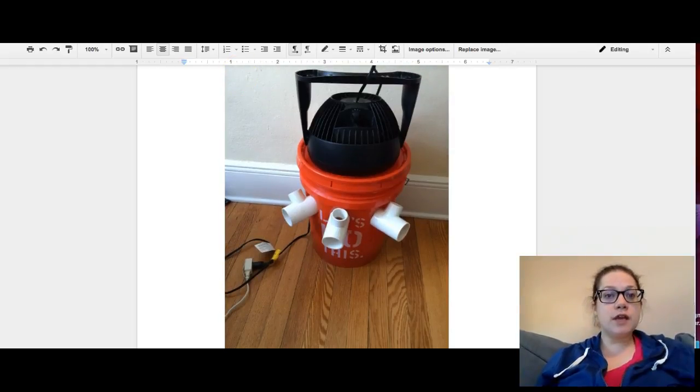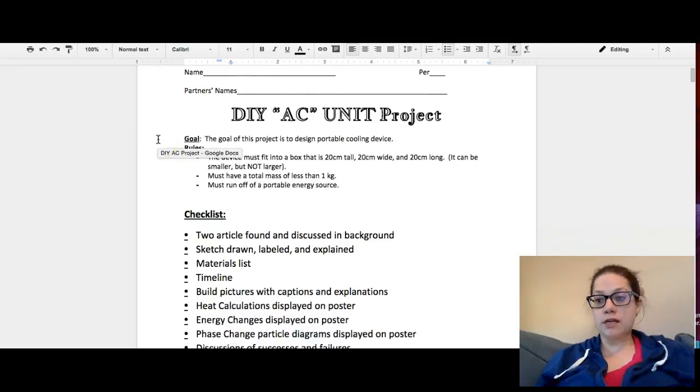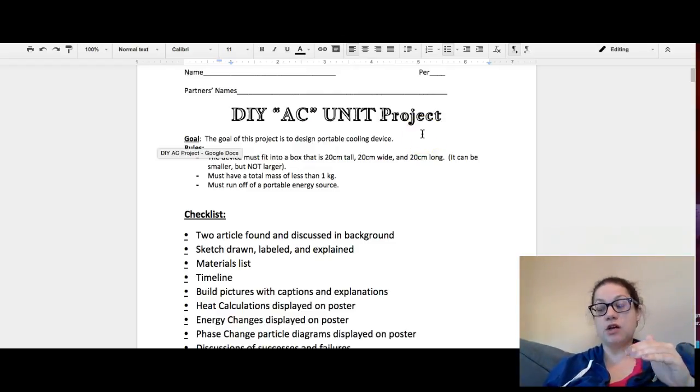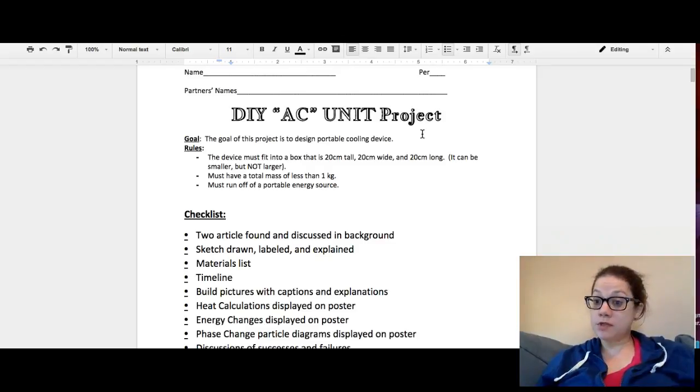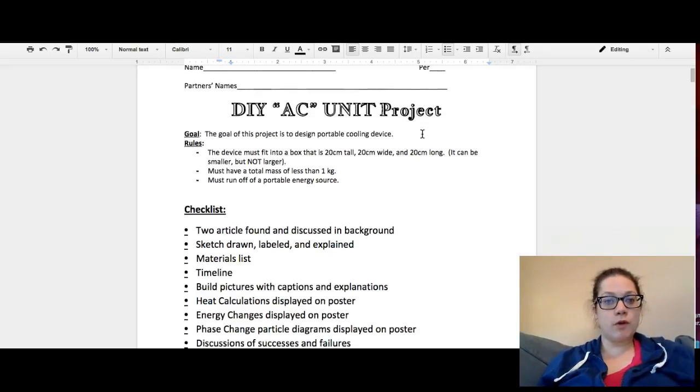So what I created was this DIY AC project where the students are making a portable cooling device. So the idea is that they're going to scale this down to be a desktop version that they could carry from class to class. They're making prototypes and then they're going to create a sales pitch, and we're going to have a Shark Tank type presentation where I invest points, extra credit for the kids who win, and it's scaled down based on the rubric if they meet all of the requirements of the lesson.